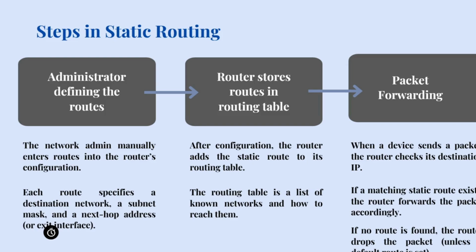Whenever a device sends a packet, the router will check its destination IP. If it has a matching route present in its routing table, then the router will forward the packet accordingly. And if no route is found, the router will drop the packet.